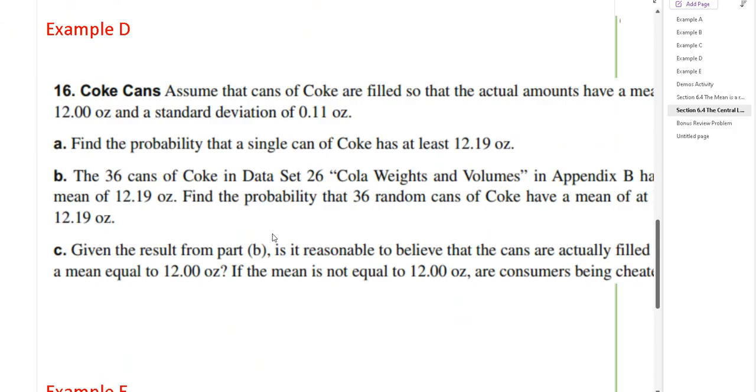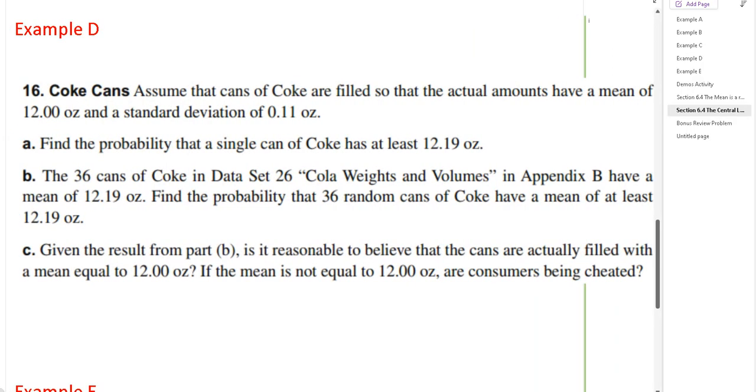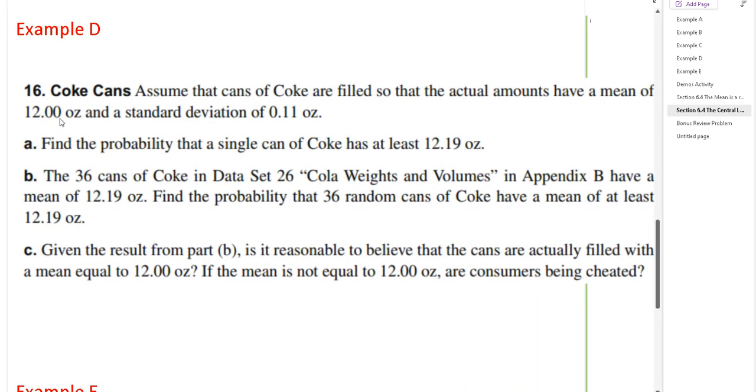Assume that cans of Coke are filled so that the actual amounts have a mean of 12 ounces and a standard deviation of 0.11 ounces.